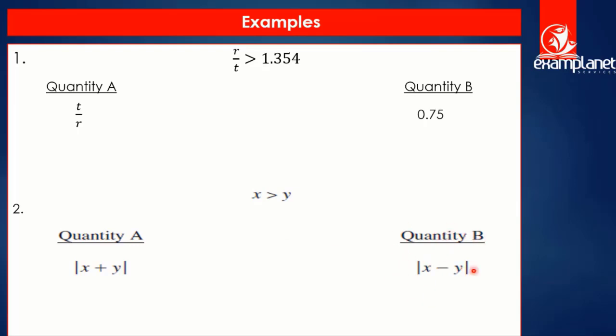Okay, your x is greater than y. A, absolute value of x plus y. B, absolute value of x minus y. So something like this, you can just put in some numbers to check if A is greater than B or B is greater than A, or if they will always be equal. We're looking for the one that will always be true, no matter the numbers you use. Maybe A will always be greater than B, or B will always be greater than A, or maybe they will always be equal, or maybe you cannot determine it. Okay, so let's check what this will look like.